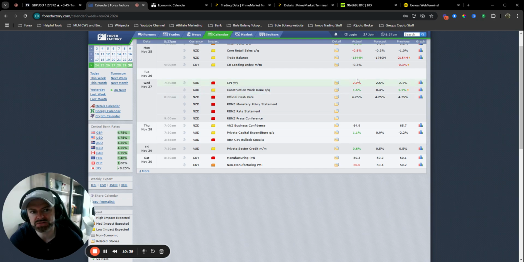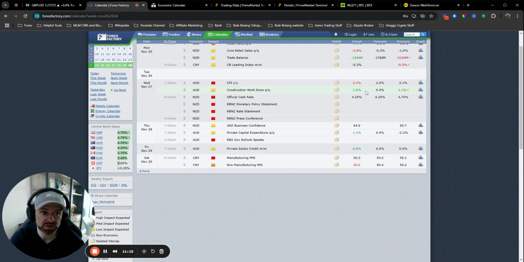So look, it's red, right? When you see red, we automatically think, oh, that must be bad news, right? It's the same as before. Look at previous. Previous was 2.1. Right now, it's 2.1. So it's not good and it's not bad. We call it sticky. It's just staying around the same area. So why is it red? Well, Forex Factory have painted it red because it had been forecasted to increase to 2.5, and it hadn't. It just stayed at 2.1.